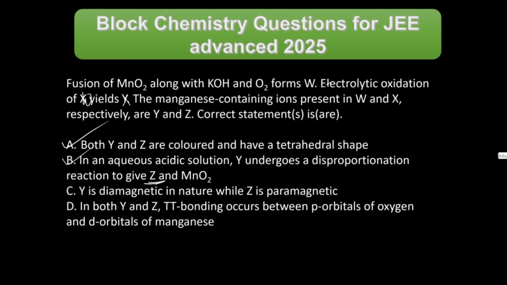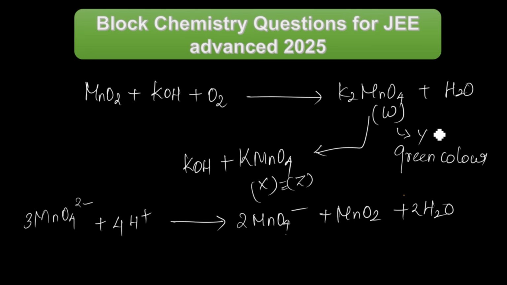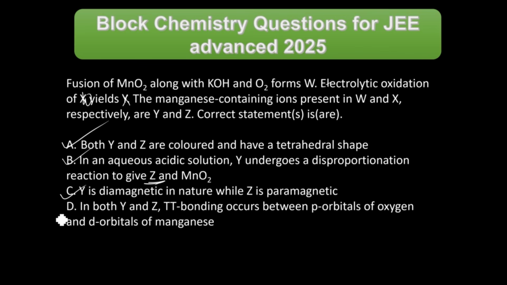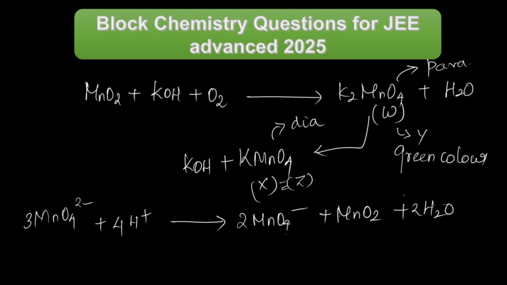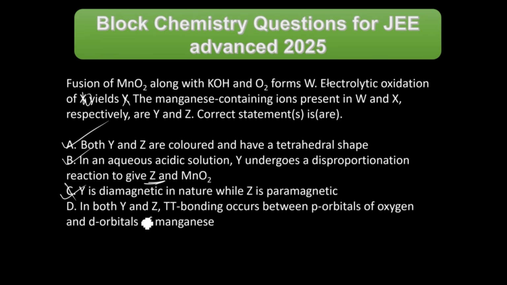Then, Y is diamagnetic in nature while Z is paramagnetic. Y is MnO4 2-, and that is paramagnetic, and Z, that is MnO4-, is diamagnetic in nature. So Y is diamagnetic and Z is paramagnetic is just the opposite, so this can't be right. In both Y and Z, pi bonding occurs between p orbitals of oxygen and d orbitals of manganese. Yes, that is true. So the answer to this question is A, B and D.